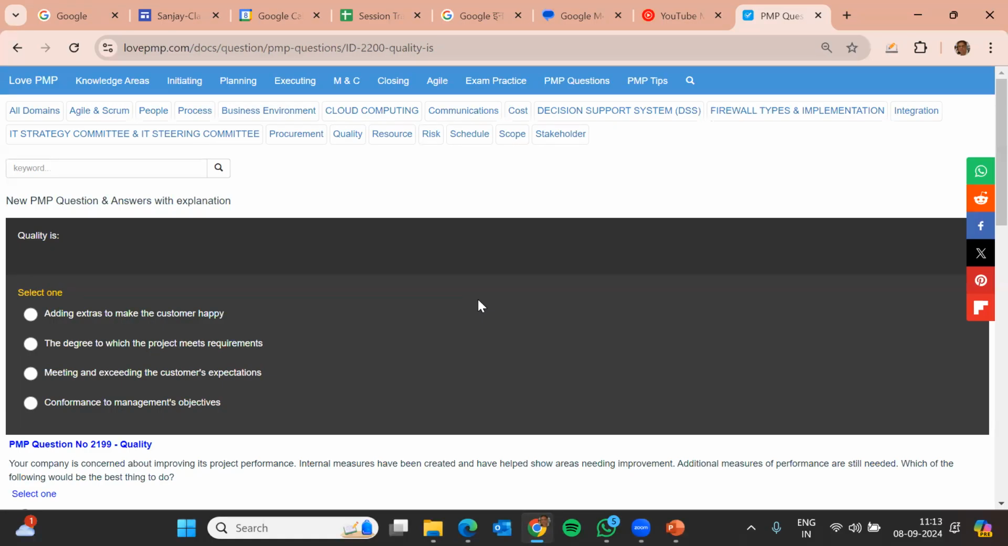I think it could be C, because B, the degree to which the project meets the requirement, is plus minus. It is talking about what is acceptable within a number of defects. Yes, but tolerance. You are not talking about fitness for use. Did you see that in B?